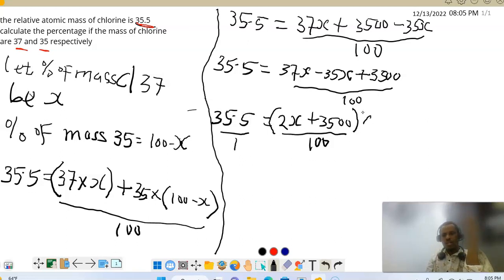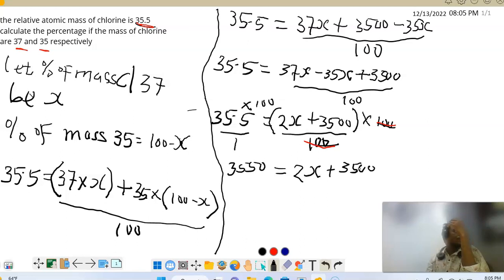So times 100 here, times 100 here, the same way. When 100 is multiplied by 35.5, we get 3,550 is equal to, this 100 and this 100 cancel each other. If I use the red pen to show the cancellation, this 100 and this 100 cancel each other. Then we get 2X plus 3,500. Then we have now a linear equation.